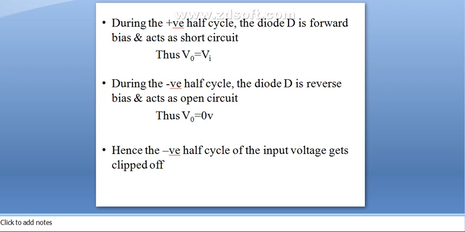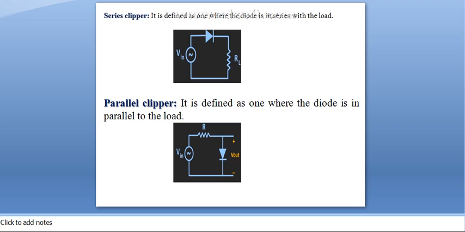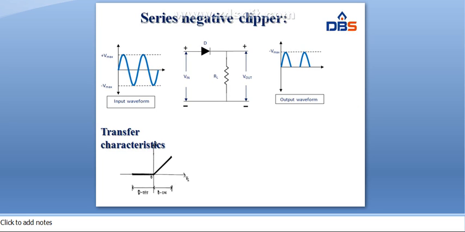During the negative half cycle, the diode D is reverse biased and acts as an open circuit. Then V0 equal to 0 volts. So the negative half cycle of the input voltage gets clipped off. That means the negative half cycle is removed. Only in the positive half cycle does the diode conduct, so the output follows the input. But in the negative half cycle, the diode is in reverse biased condition, so there is no output.